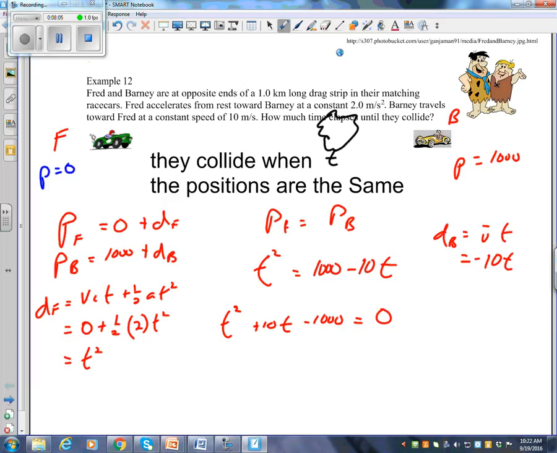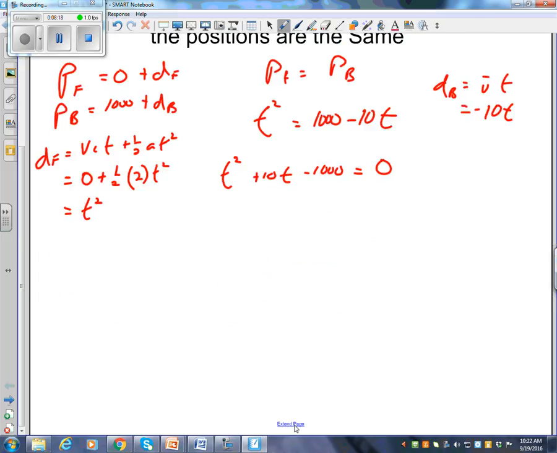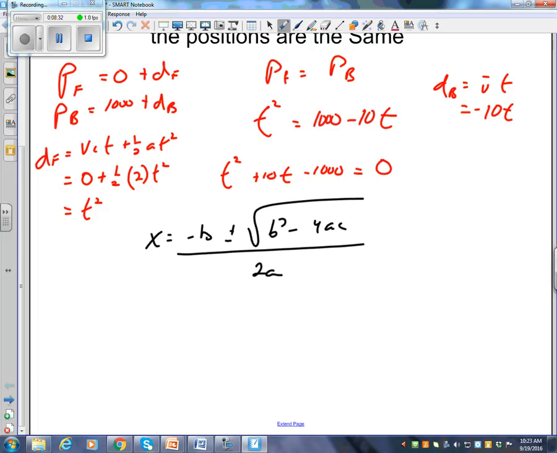Quadratic equation. Well said, Renee. 10t squared plus 10t minus 1,000 equals 0. So there is no way around it. You must use the quadratic equation. x equals minus b plus or minus square root b squared minus 4ac all over 2a. Stay with me, Renee.